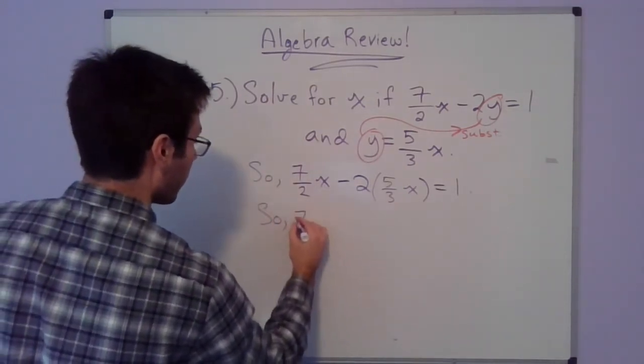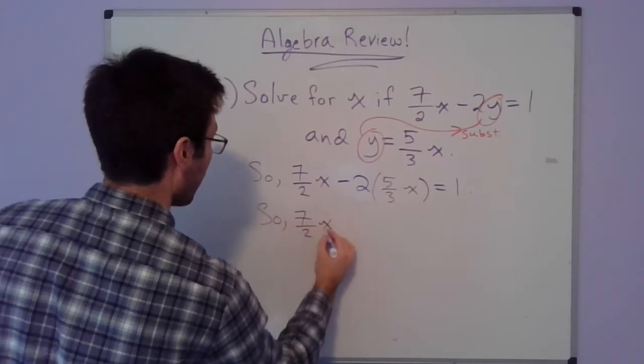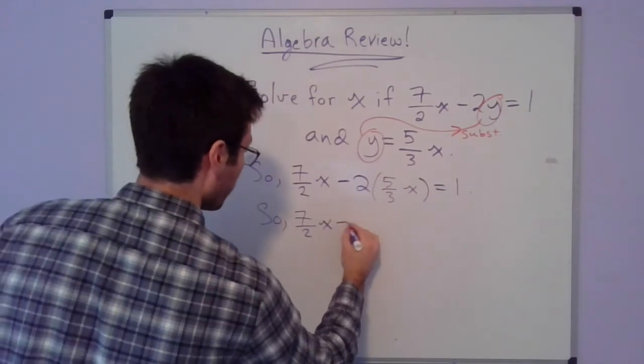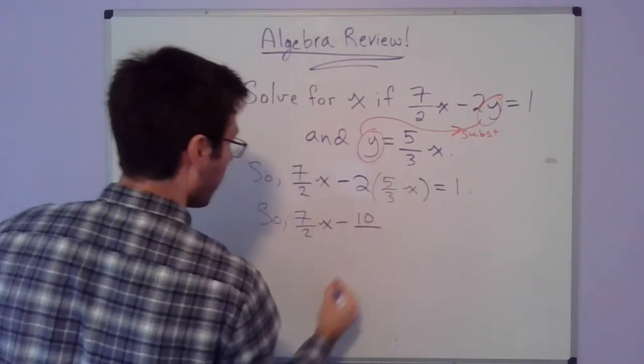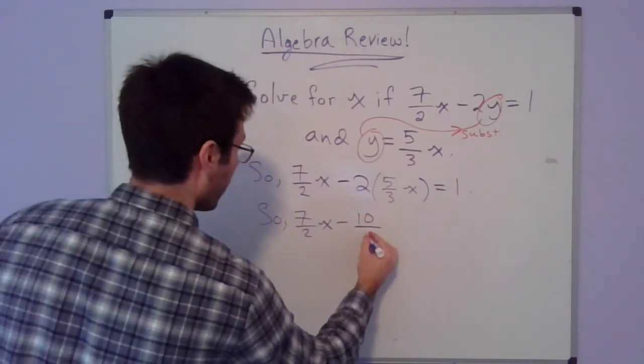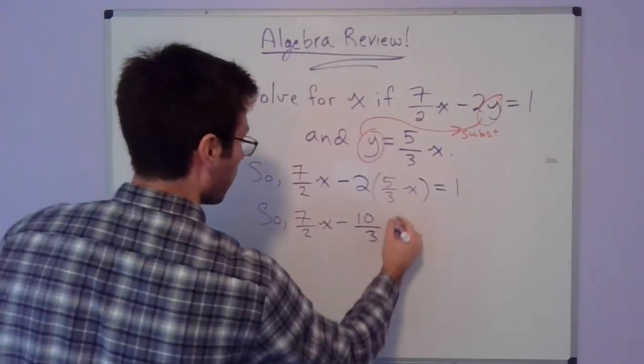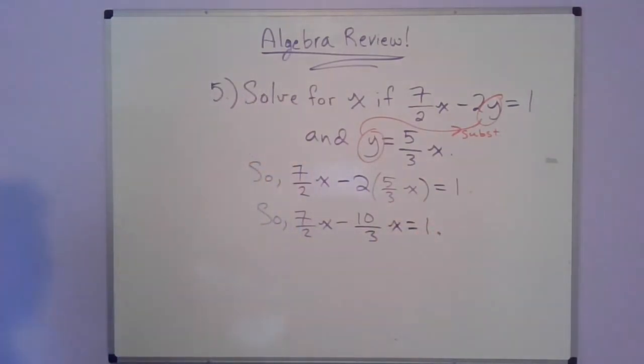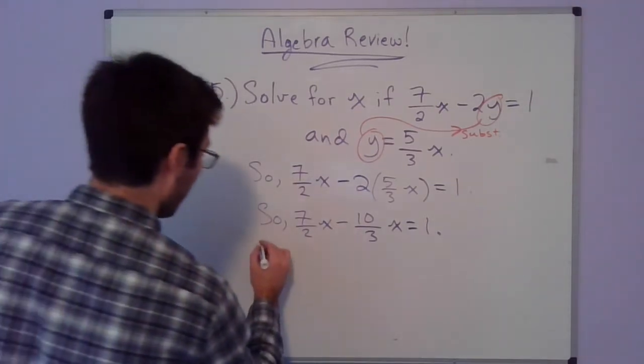We substituted. Now let's go on to the next step. 7 halves x. 2 times 5 is 10 up top. Keep the 3 down below. There's x is equal to 1. Done with that. All right, now we have to find a common denominator.